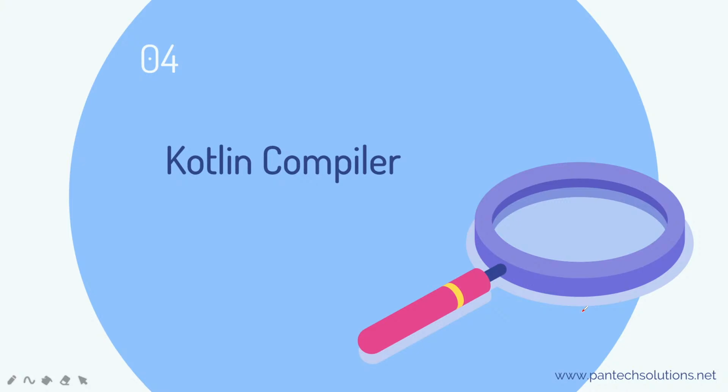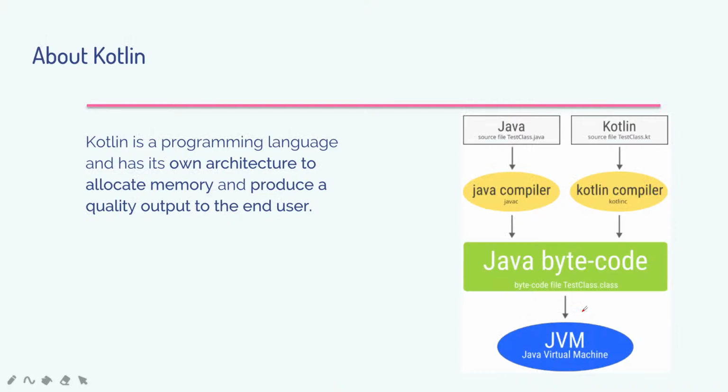And about the Kotlin compiler. Kotlin is a programming language and it has its own architecture. For example, if you take Java, they have the JDK, the Java Development Kit. Using the JDK you install the Java virtual machine, and using the JVM you run your code. You compile your high-level language into Java bytecode, and then execute the output with the JVM. So that is the processing of Java.